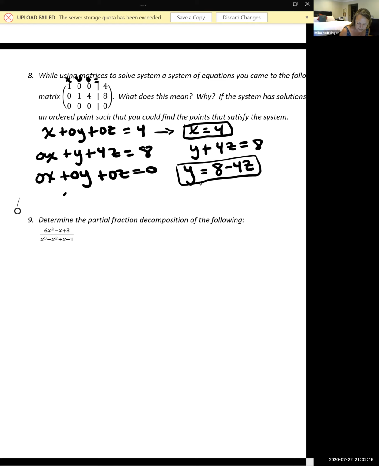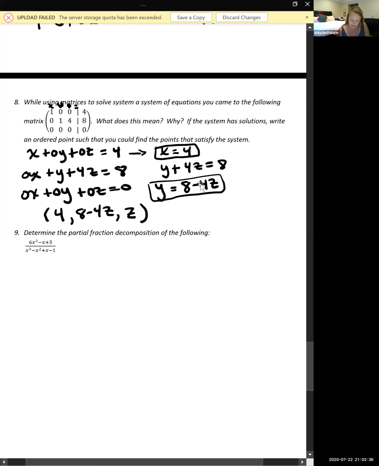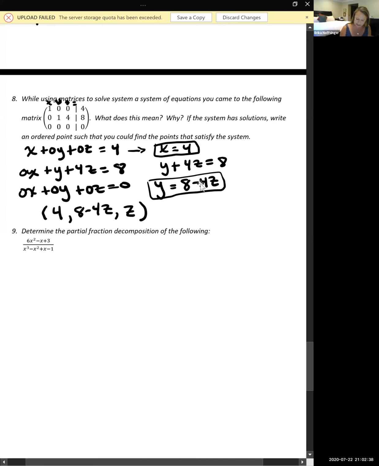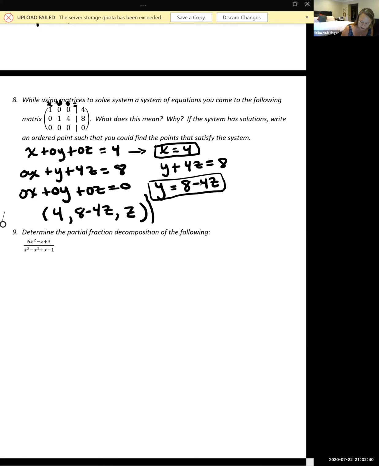So our point or a solution, x will always be 4 for the solution. Our y value depends on what z is. Our y value is going to be 8 minus 4z. And our z value is just z. Get this right, an ordered pair such that it would find points that satisfy. So this would be our ordered pair that would satisfy our system.